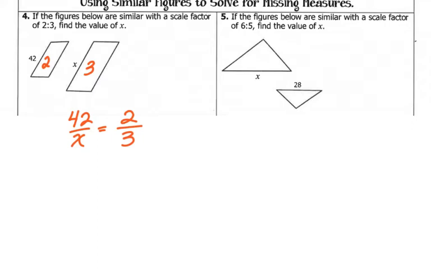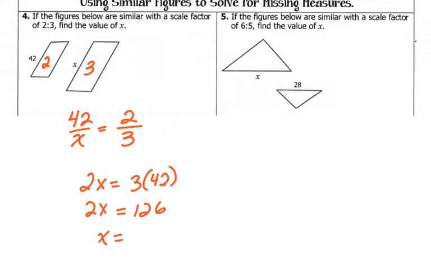Now at this point you can cross multiply and you'll get 2x equals 3 times 42. And so you get 126 equals 2x, and finally divide by 2 and you'll get 63. So the side measure, x, equals 63.